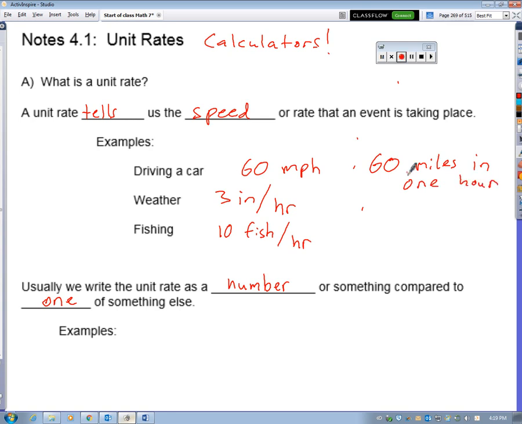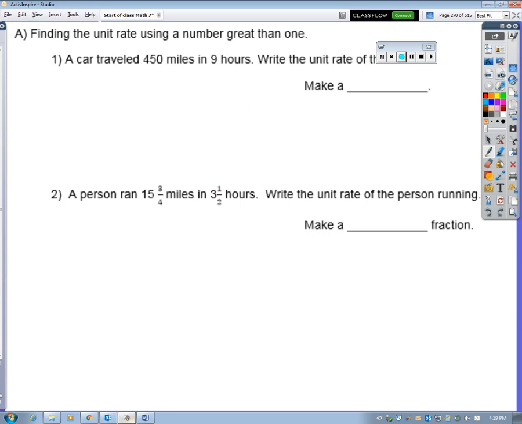Okay? It's a number of something, the number of miles, in one of something, in 1 hour. Same with this, 3 inches in 1 hour. 10 fish in 1 hour. Alright, that's how we talk. That's how we give unit rates. That's how we give people information. Okay? Let's take a look at what else we have here.